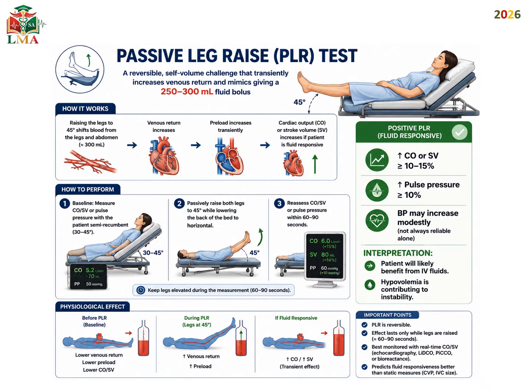So what we are going to do is put the patient first of all at 45 degrees and measure the cardiac output and stroke volume, which are more accurate. But if you don't have such a machine, you can measure the pulse pressure and the blood pressure. Then you put the patient flat and you raise the legs of the patient 45 degrees.